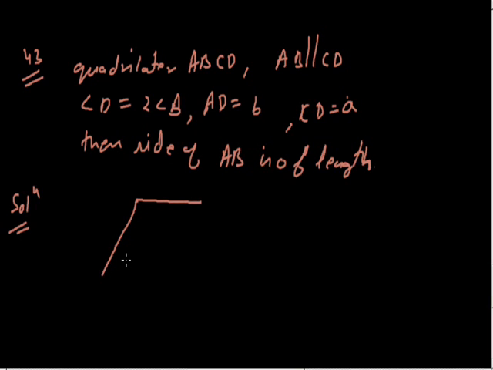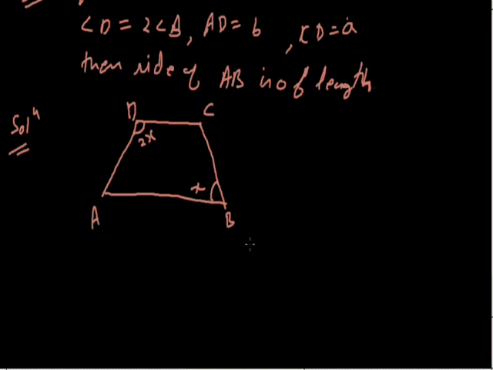Now first of all we draw the quadrilateral. It is given that AB is parallel to CD. Let's say this is A, this is B. Let us assume that angle B is x, so angle D, being twice angle B, should be 2x. It is also given that the length of AD is small b and the length of CD is small a.